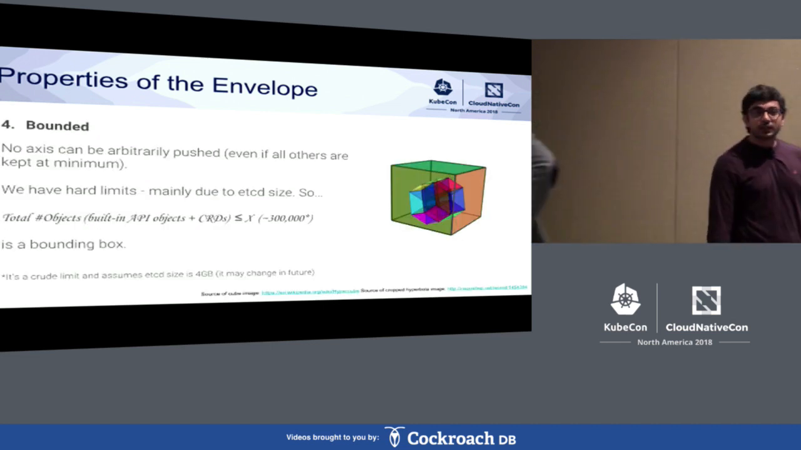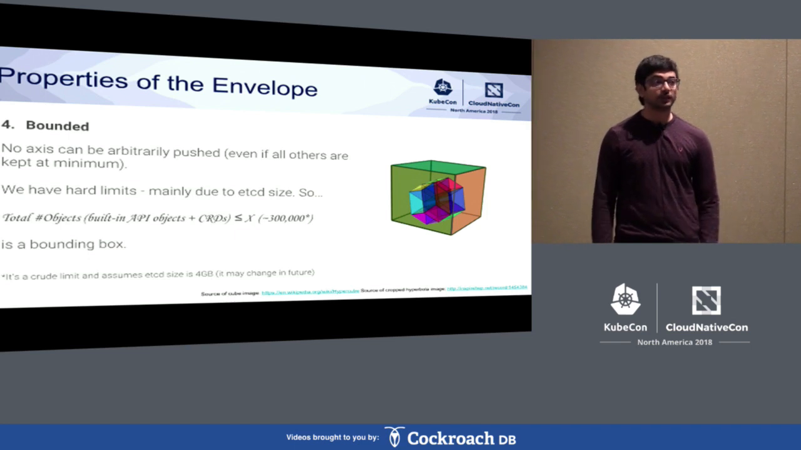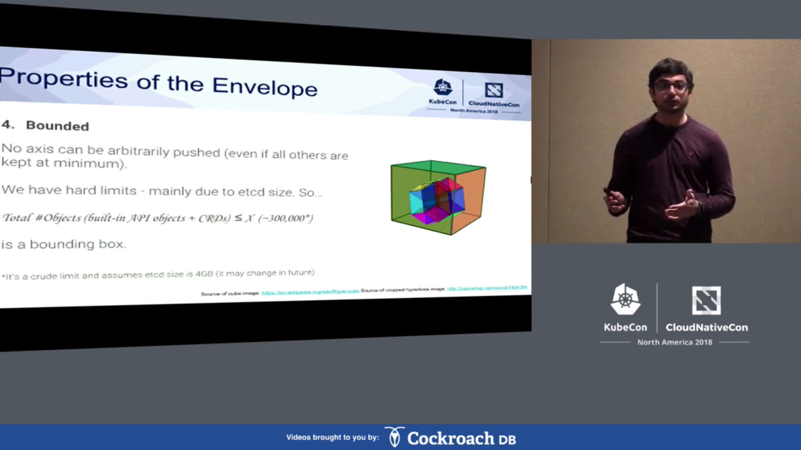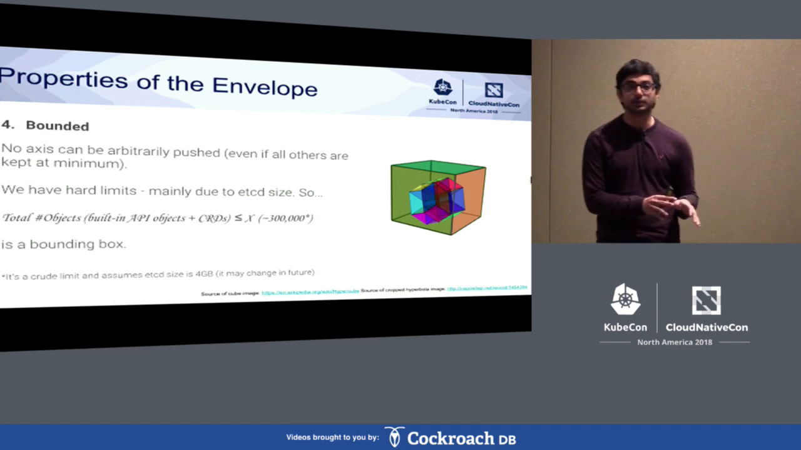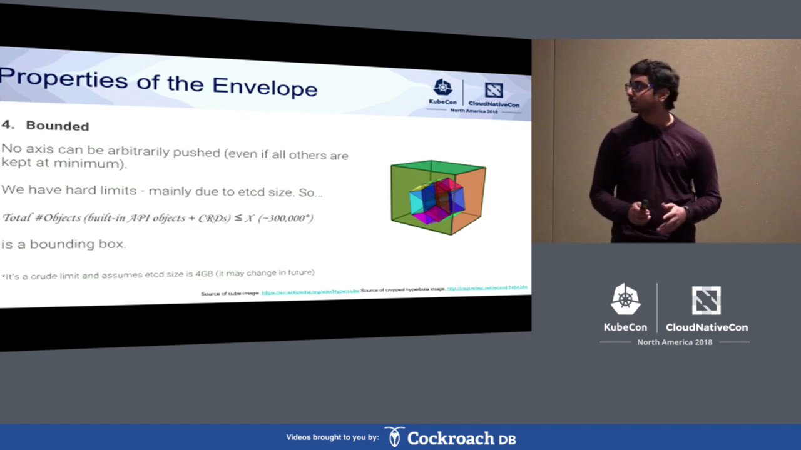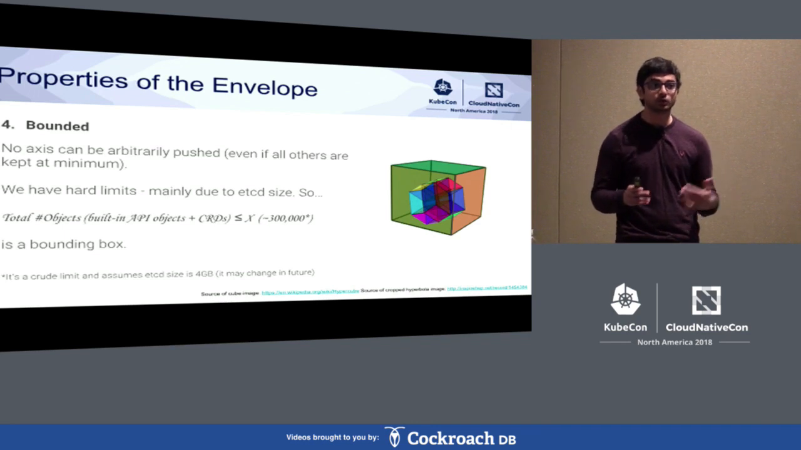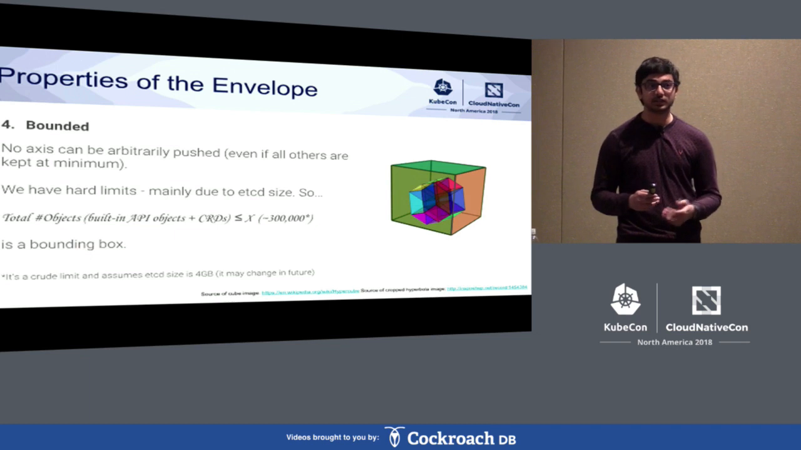So the next property is about the boundedness of this envelope. What that really means is you cannot push arbitrarily on any given dimension, even if you keep all the other dimensions at a minimum. The reason for this is primarily a limit on the size of etcd. Typically, when you're trying to push along some particular dimension, you're increasing the etcd space usage.